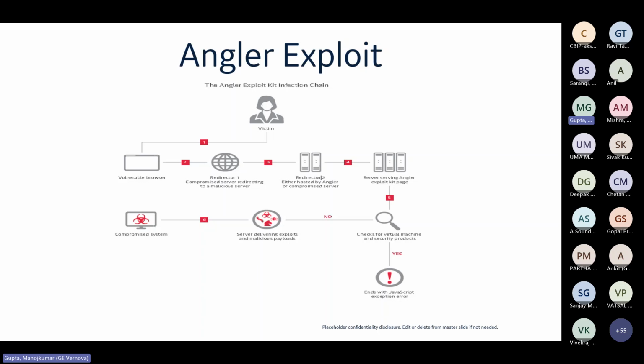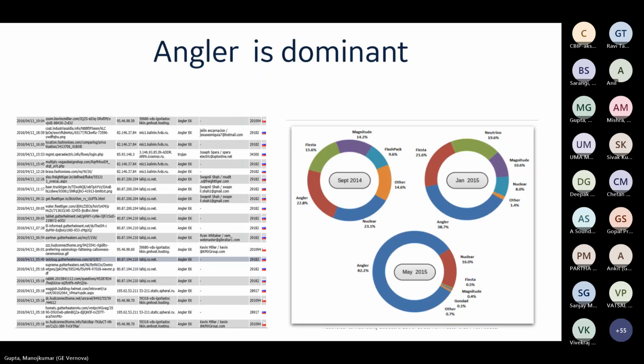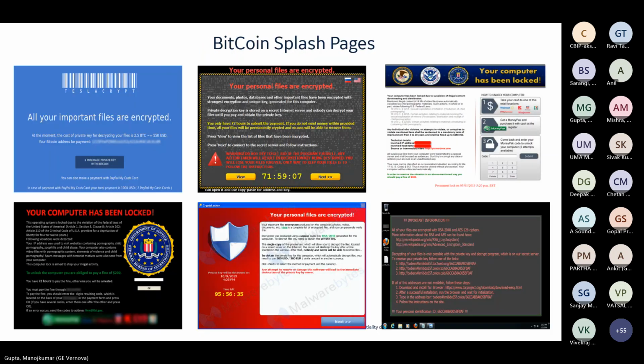So these are the Angler exploits, which mainly work on weak websites. These are some examples of the exploit payloads. So these are some Flash.